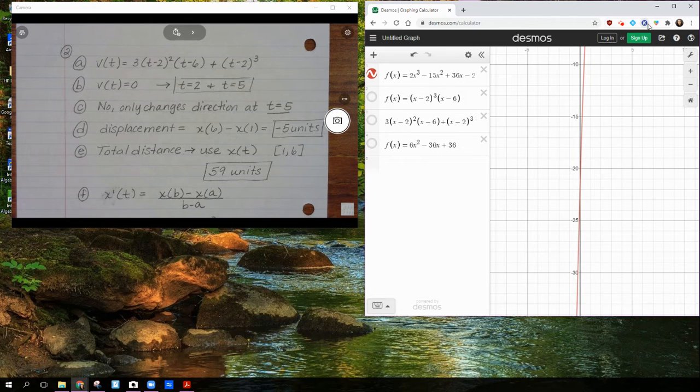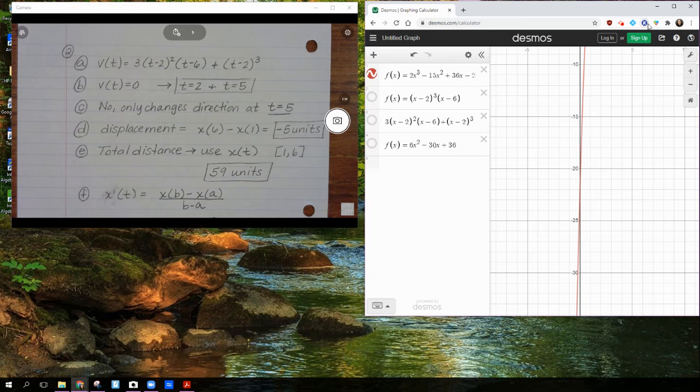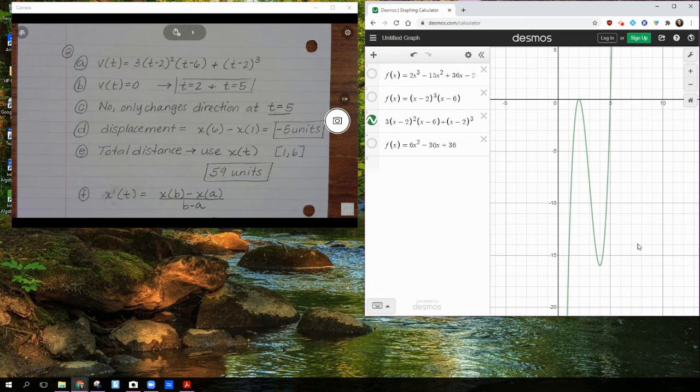Part B, when does the particle stop? So you would set this equation equal to 0 or check it with a graph. I think I have the graph on Desmos right here. So on the graph, you would find where it touches or crosses the x-axis. I think it's exactly at 2 and exactly at 5. So the particle is stopped or at rest at those 2 points.